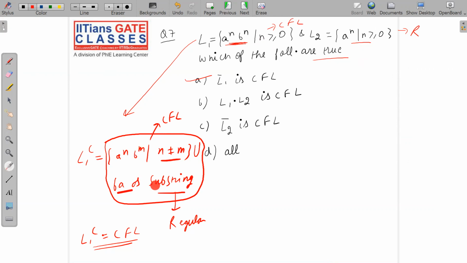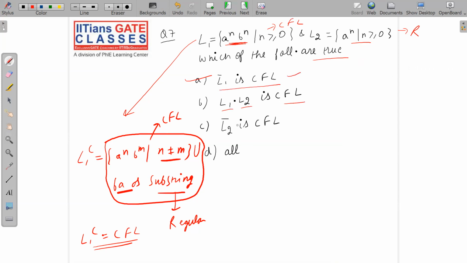Don't worry if you are not able to follow. You just take some examples, you will get the answer. Why I'm showing complement of a power n b power n and like this? Or you rewind the video and watch it again. I will not repeat again and again. So L1 bar is CFL, this is true.